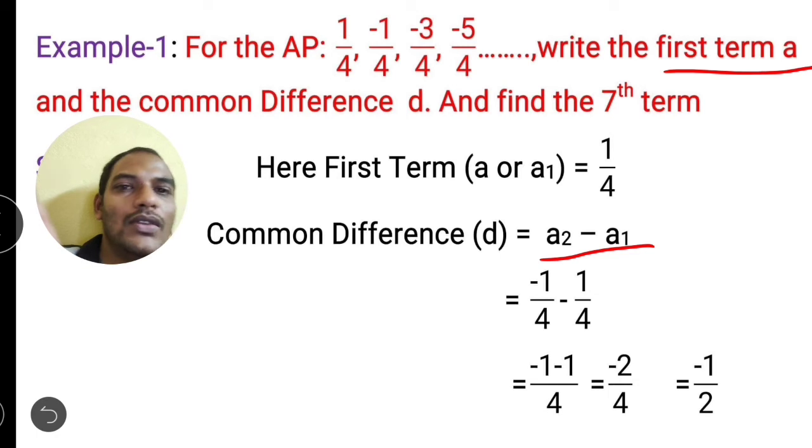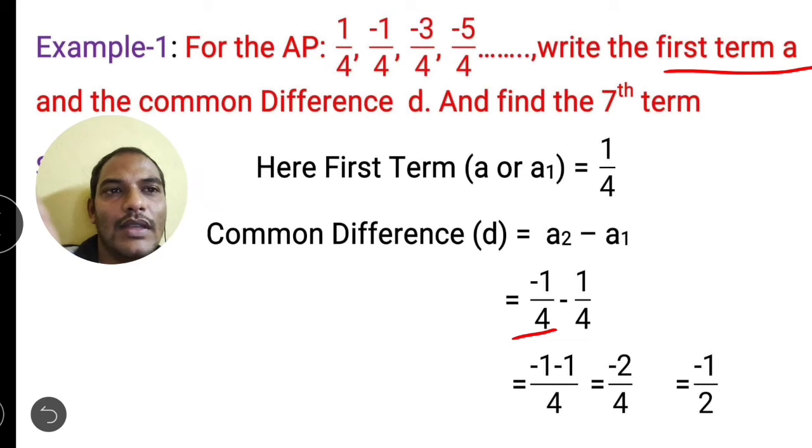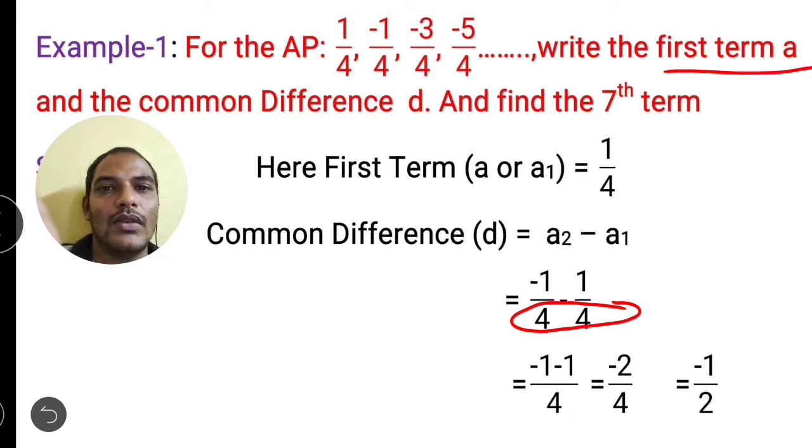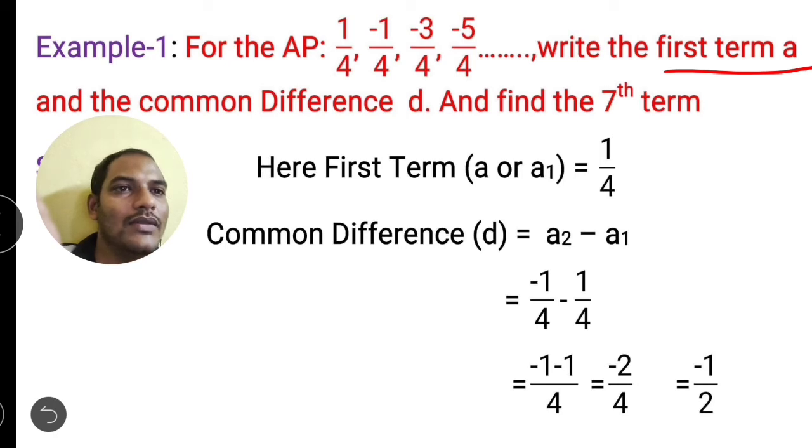So a2 means second term. What is the second term here? Minus 1 by 4 is the second term. Next a1. What is the a1 first term? 1 by 4. So minus 1 by 4 minus 1 by 4. So here both are fractions. So let's take the LCM of denominators. What is the LCM of denominators? Yes, 4 is the LCM of denominators. So the denominators are the same. So that is why write the numerators as they are.